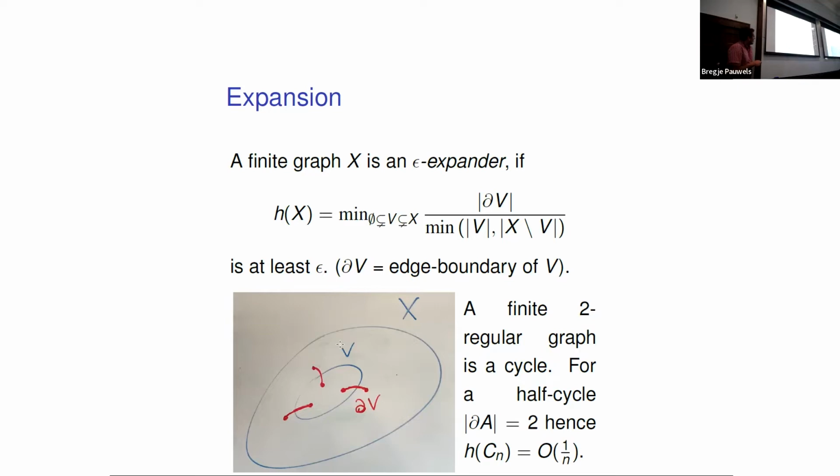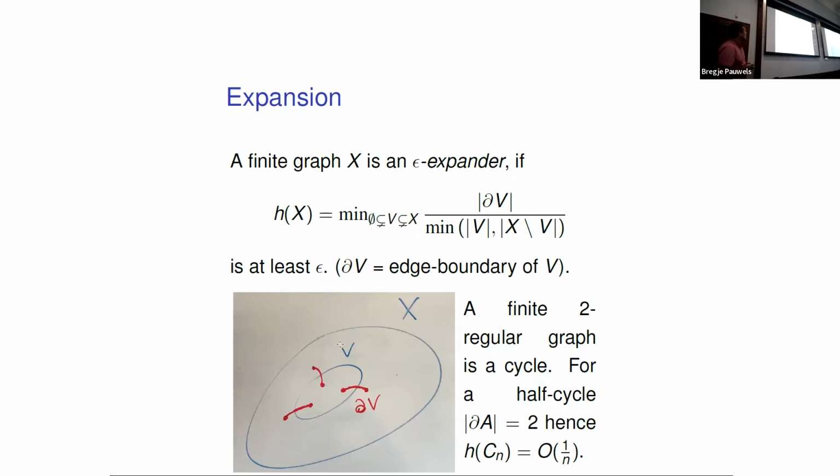And you divide this by the size of this set V. Okay, so you want that there's a reasonable number. Here I take the min, you could also restrict to vertex sets of half the size and then just divide by V. You want that the ratio of the number of edges that go out over the number of vertices that is in the set is at least epsilon. So that gives a measure of good connection.